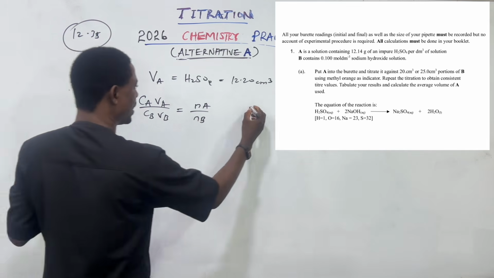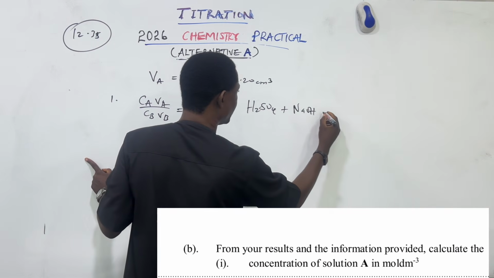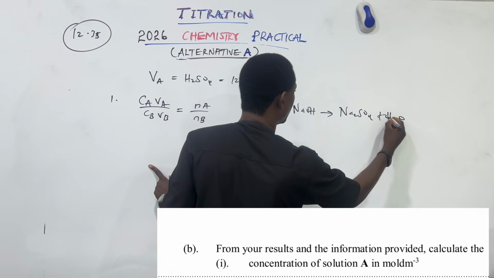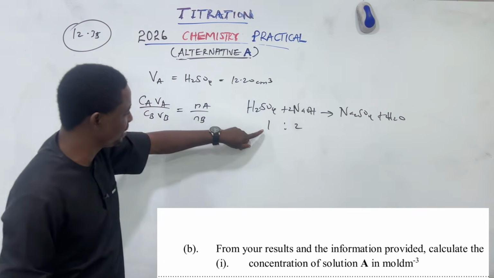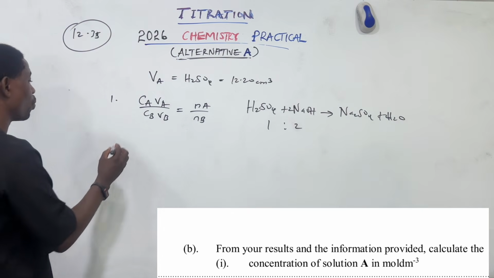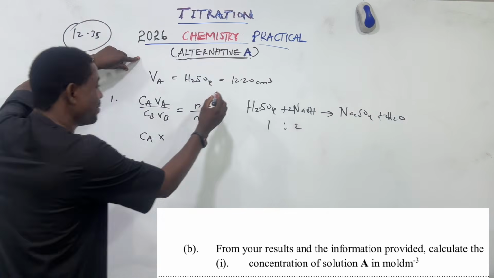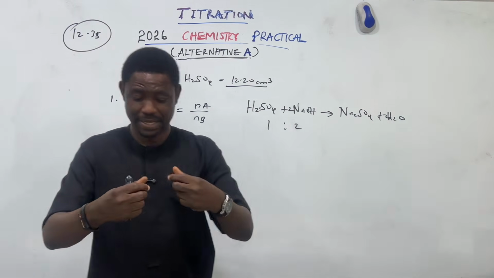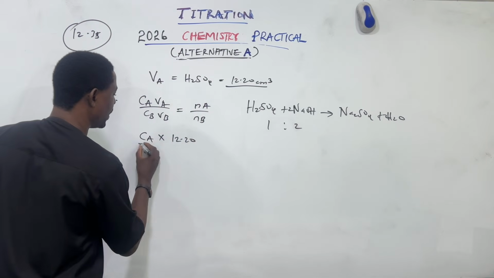All right, let's write our equation again. H2SO4 plus NaOH gives Na2SO4 plus H2O. Balance it, so we have 1:2. So NA over NB is 1/2. Then concentration of acid in mole per dm³, that is what we are told to do, so I write it like this. Then volume of A, that is your titre value. Don't forget that. That is what you got when you carried out the titration, and that is what you're actually looking for. So we have 12.20.